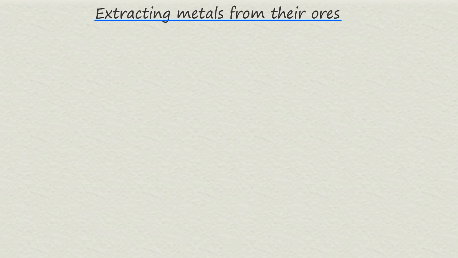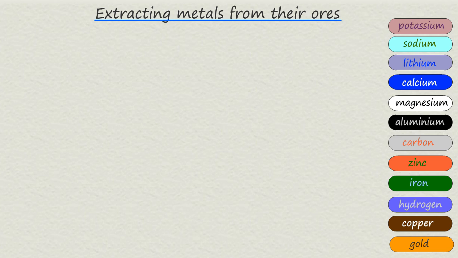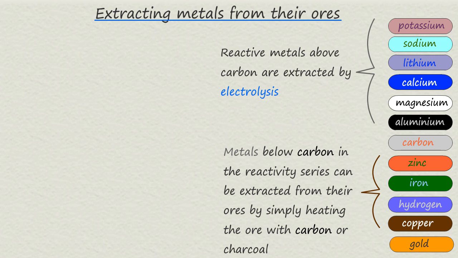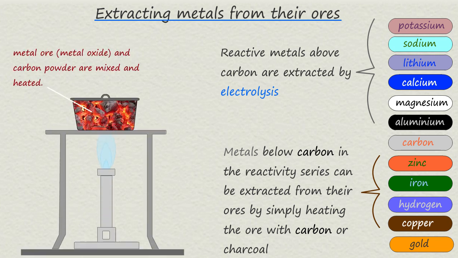Now, the method used to extract a metal from its ore depends mainly on the position of the metal in the reactivity series. For example, metals above carbon in the reactivity series are very reactive metals, and these metals are usually extracted from their ores by electrolysis. However, metals below carbon in the reactivity series can be extracted from their ores in a number of ways, but perhaps the most cost-effective method is simply heating the metal ore with carbon or charcoal as shown.